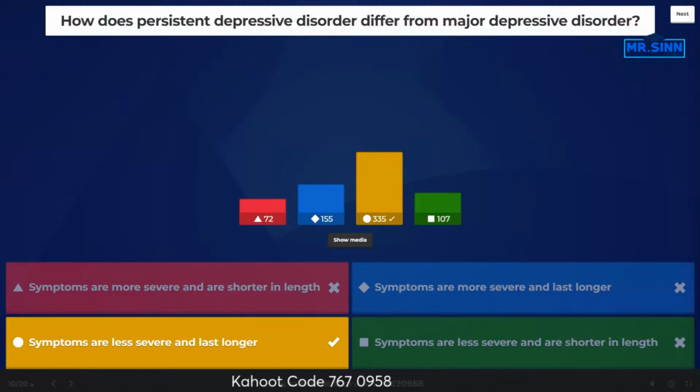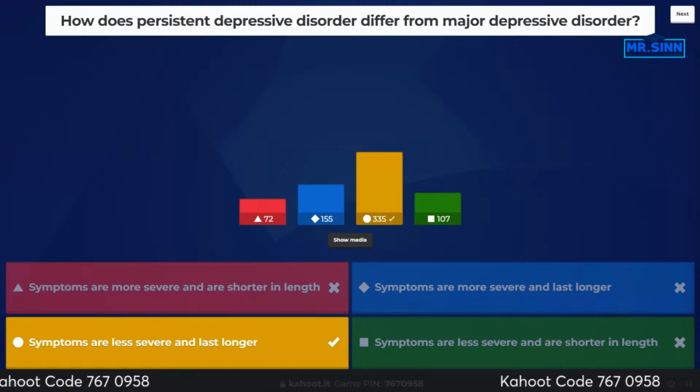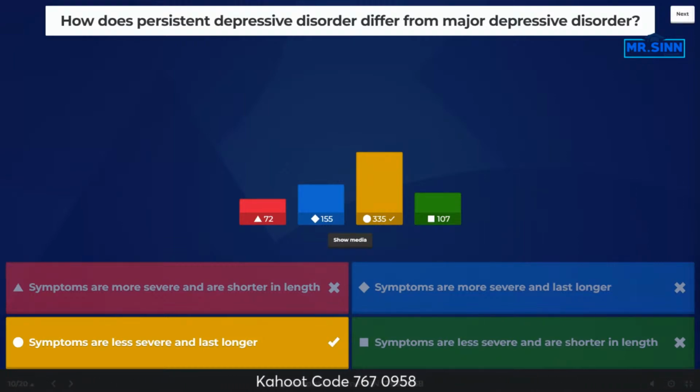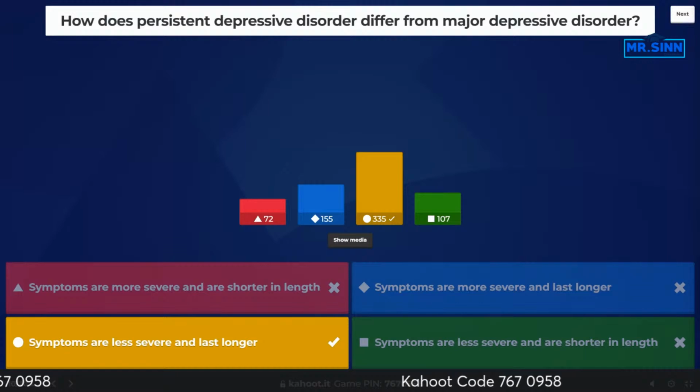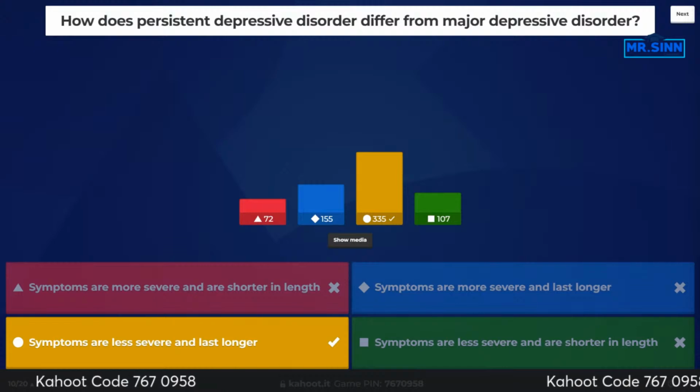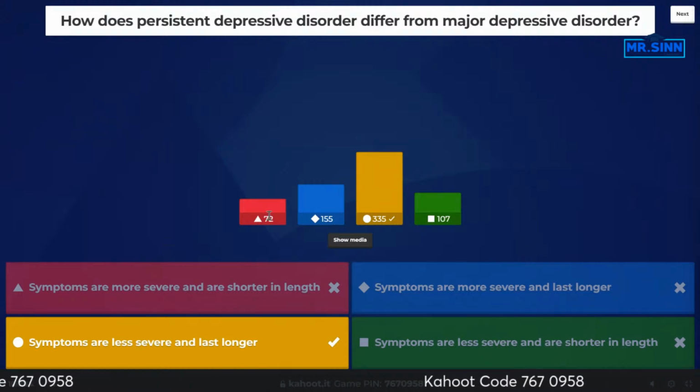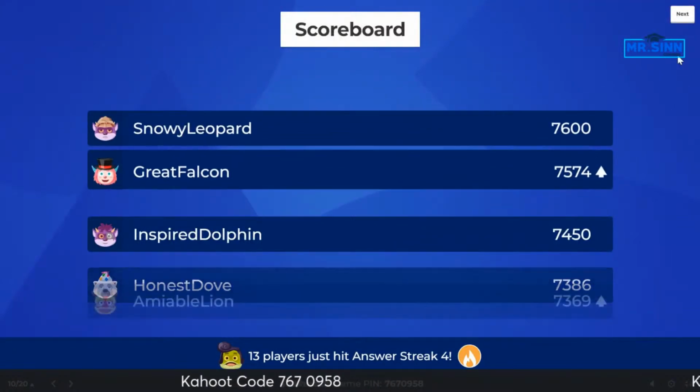All right. How does persistent depressive disorder differ from major depressive disorder? Let's talk about this one a little bit because the majority of people got it, but we do have a little bit of back and forth here. So we're really just looking at the severity of our symptoms. That's kind of the big key here. So our symptoms are going to be less severe and last longer. That would be the main difference.